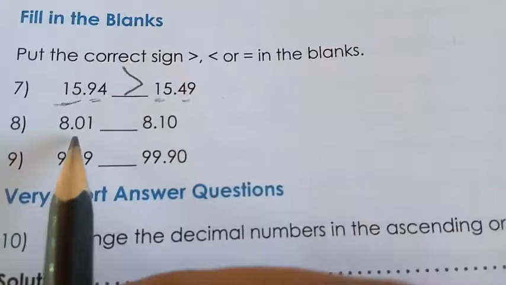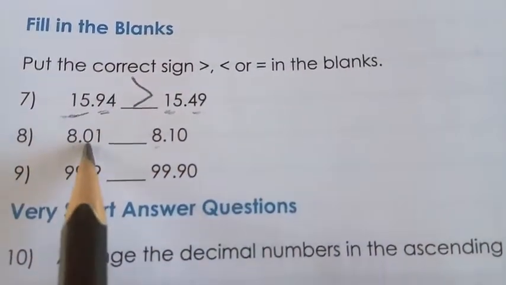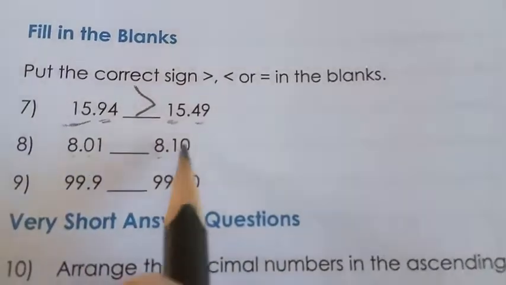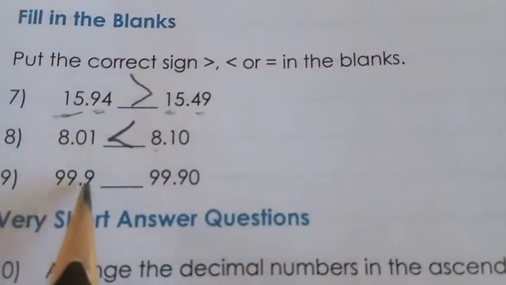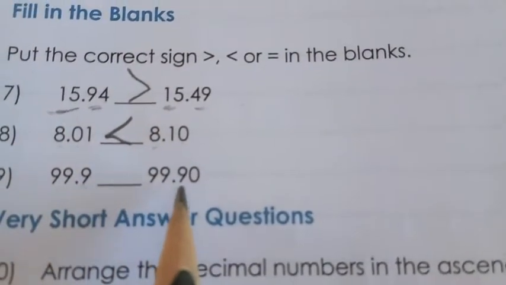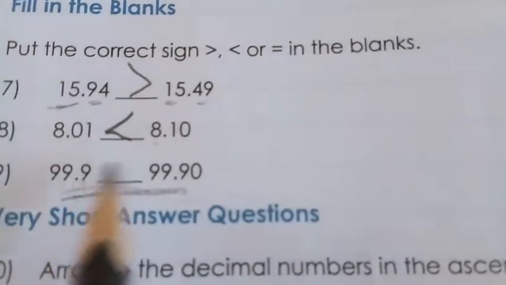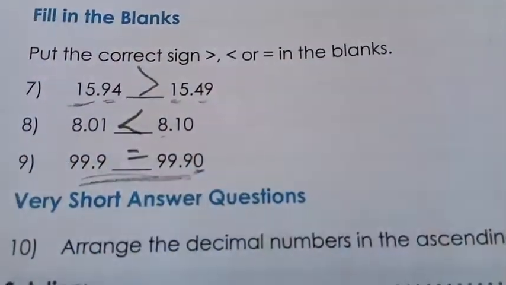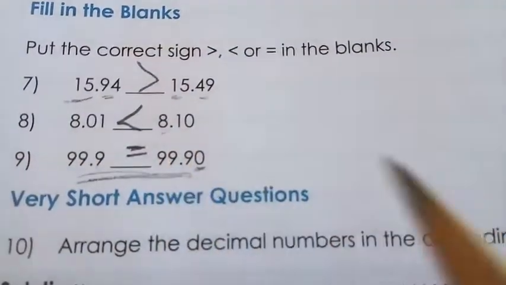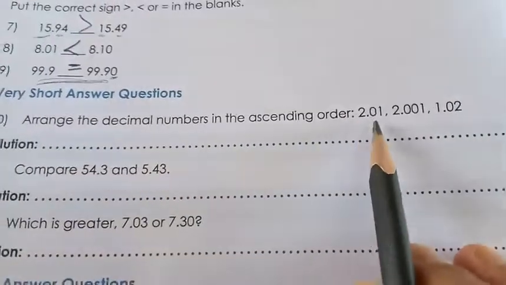Next, 8.01, 8.10. So 8 is same. 01 and 10. Which one is greater? Obviously 10. The symbol is less than. So 99.9 and 99.90. So these are equivalent decimals. Why? Because here they have taken one 0 extra. That means they both are equal.